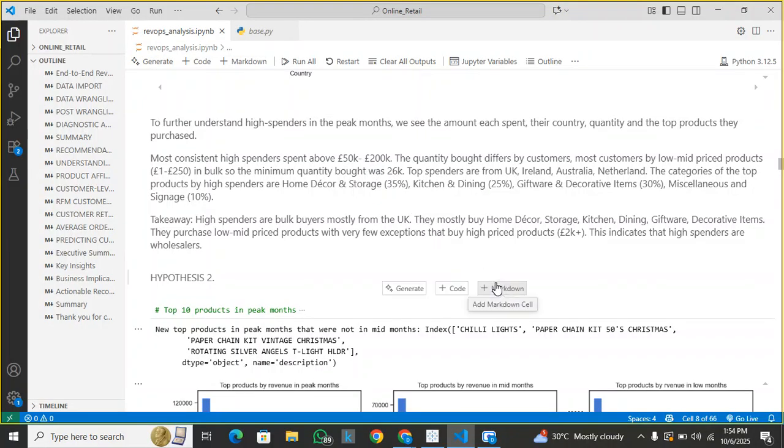High spenders are bulk buyers, mostly from the UK. They mostly buy home decor, storage, kitchen, dining, giftware, decorative items. They purchase low to mid price products, with very few exceptions that buy high price products that cost from £2,000 and above. This indicates that high spenders are wholesalers. So that's that for hypothesis one.